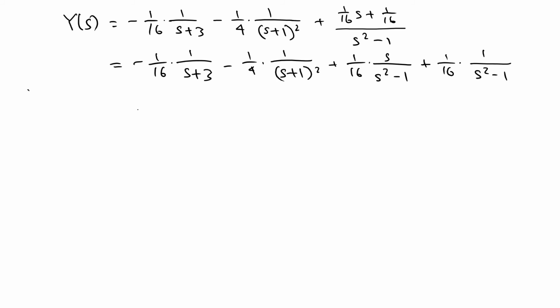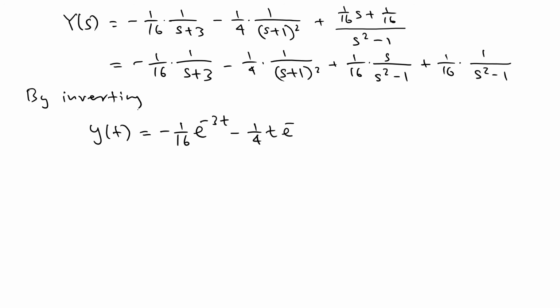Okay, so by inverting, we have y(t) which equals, the first term says that it is negative 1 over 16, the opposite sign, e to the negative 3t. The next one is 1 over 4. The shifting theorem: 1 over s squared means t, and also e to the minus t. So we use the shifting theorem here.